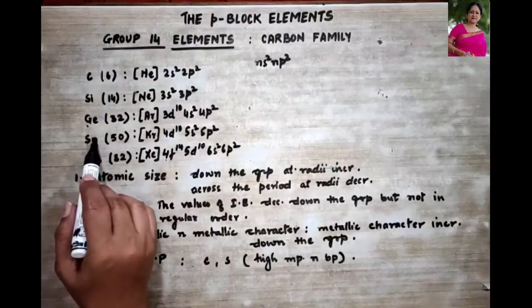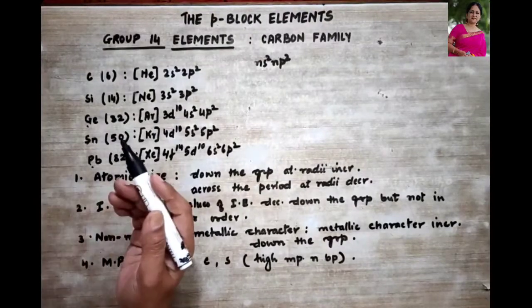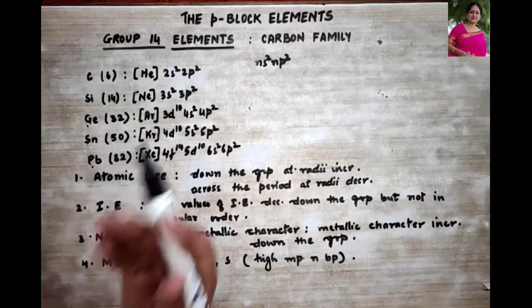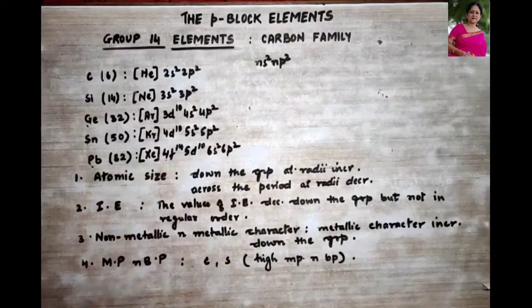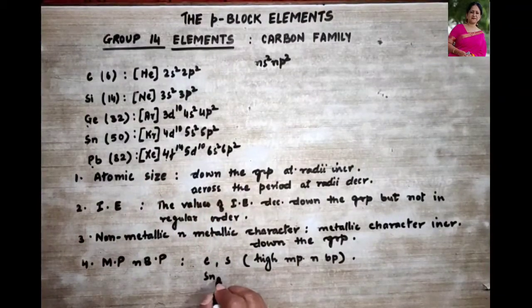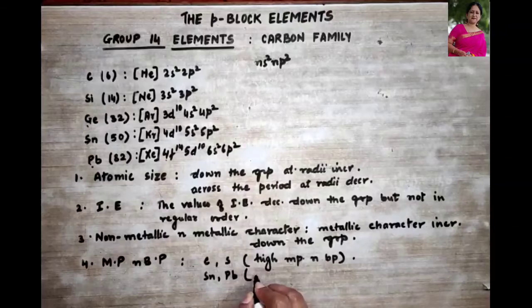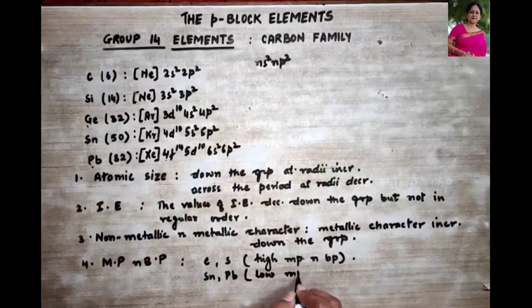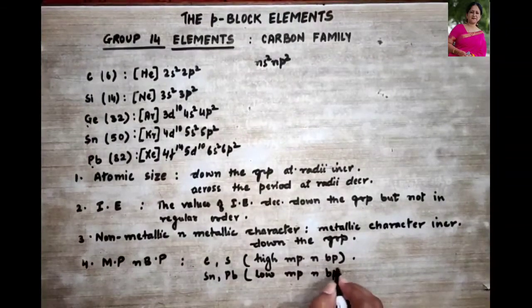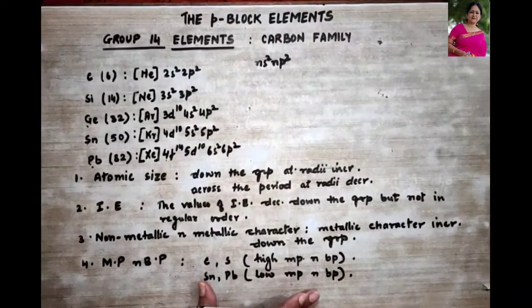Then we come to tin and lead. What do we know about them? They have low melting and boiling points. Okay. So tin and lead, they have low melting and boiling points. So what reason did I give you?